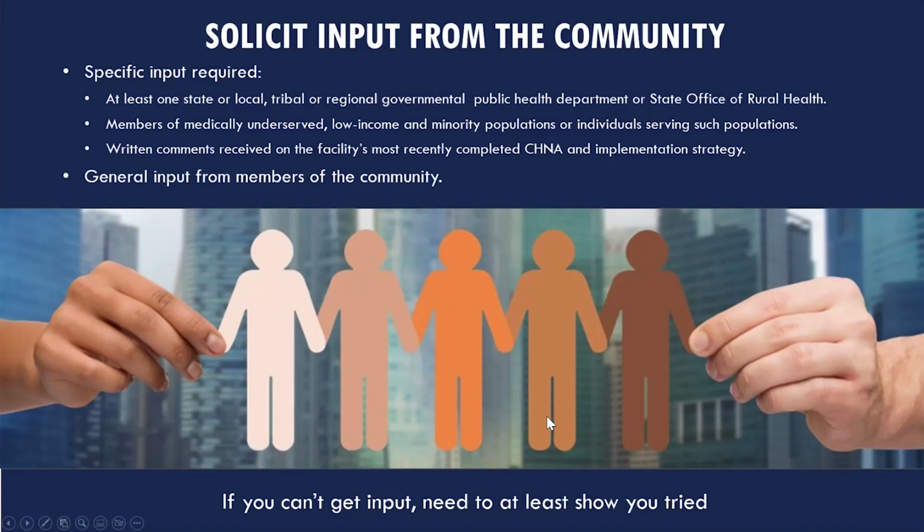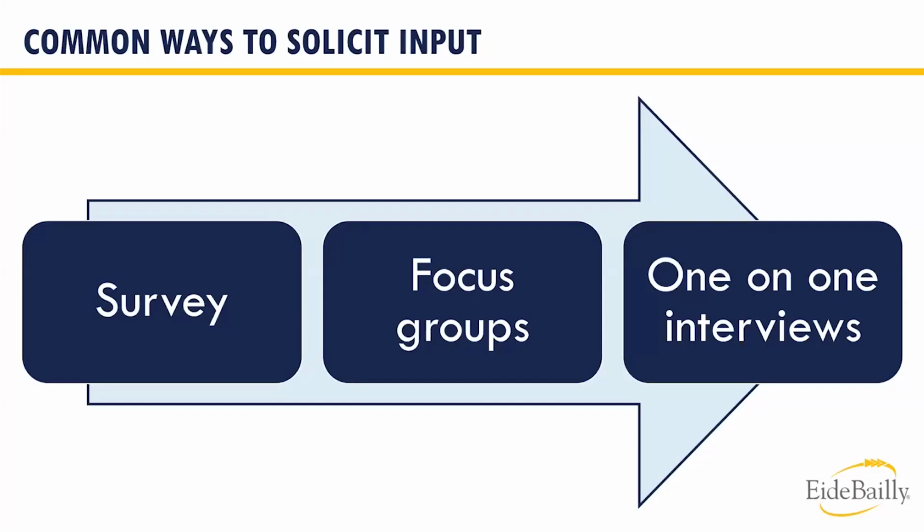It's also important, specifically with the specific individuals, but in general, that if you can't get input from one of these groups, you need to at least show that you tried. So if you contact someone from public health and that person just isn't able to provide any input, you can't connect with them, you at least need to indicate that you reached out to them, you tried to get that information, and you were unable to.